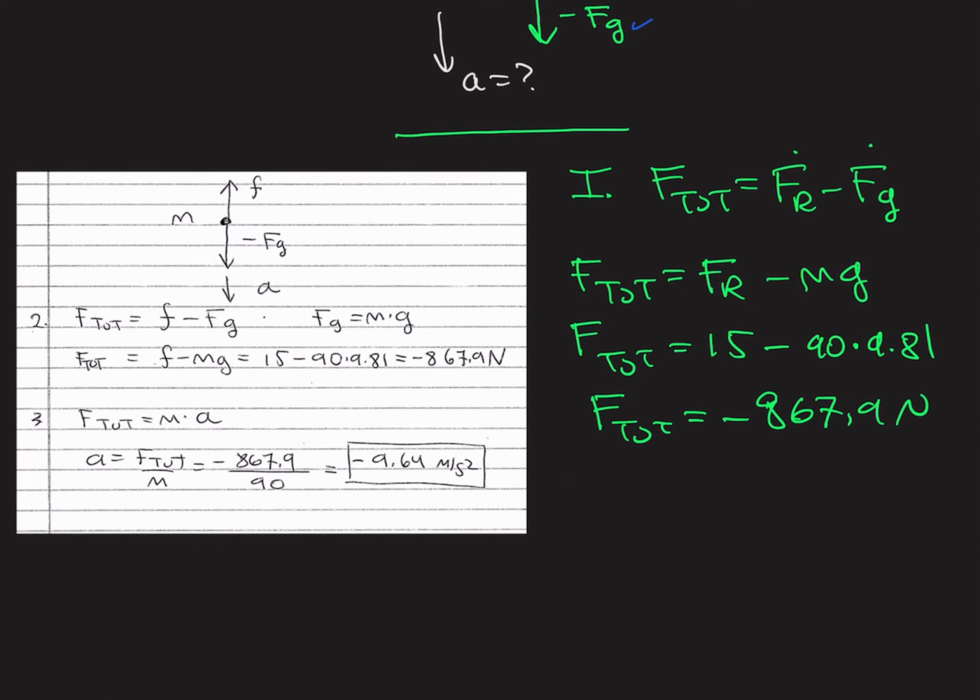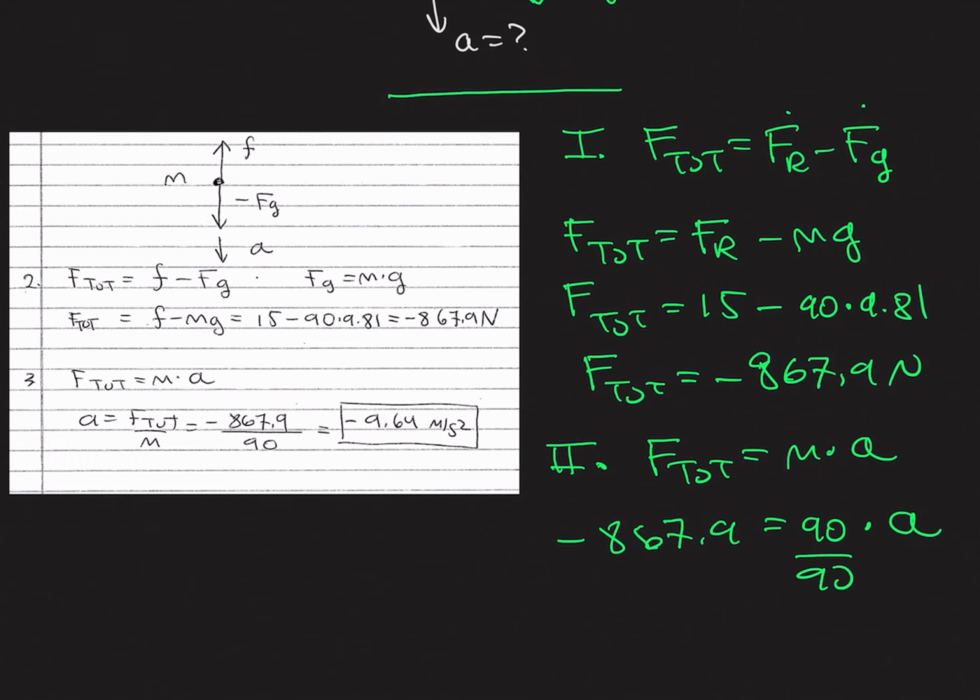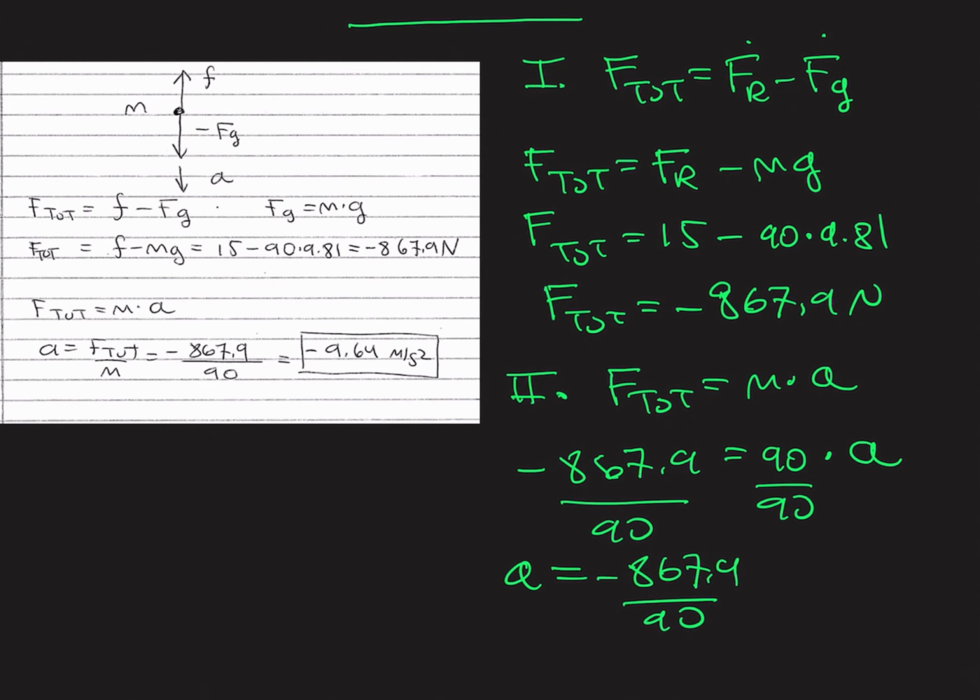Now that you have the total force, then you set that equal to ma. So the total force is going to be mass times acceleration. So then this is going to be negative 867.9 equals mass, which is 90, times a. And so to get the a, divide both sides by 90. And so the acceleration should be negative 867.9 divided by 90, and that will give you negative 9.64 meters per second squared.